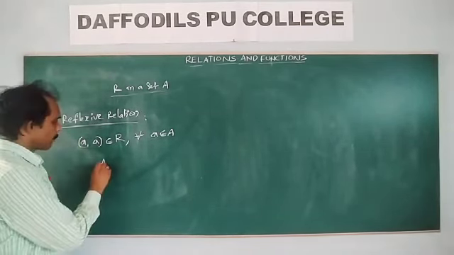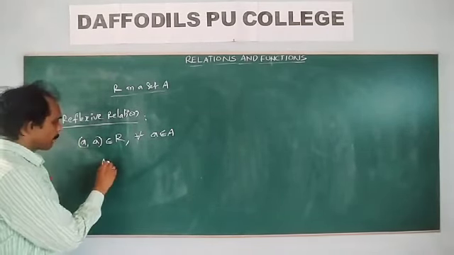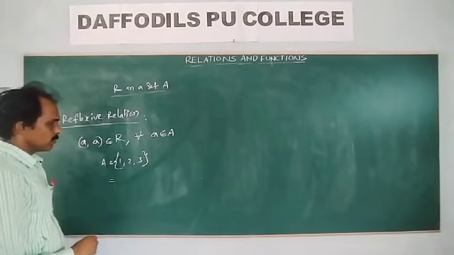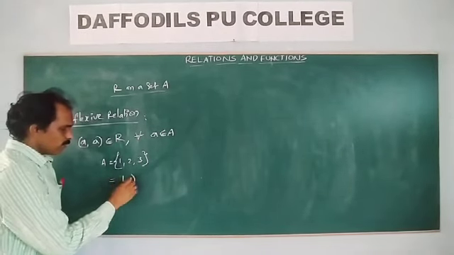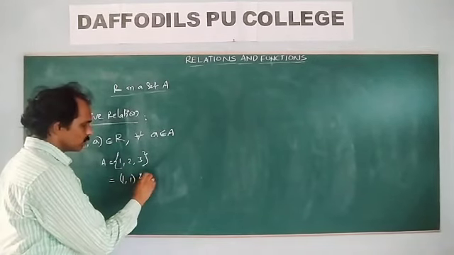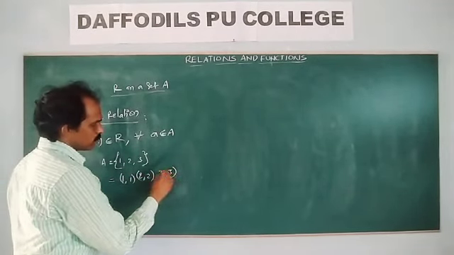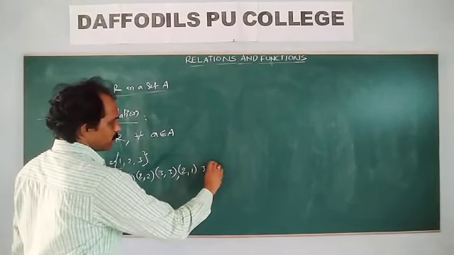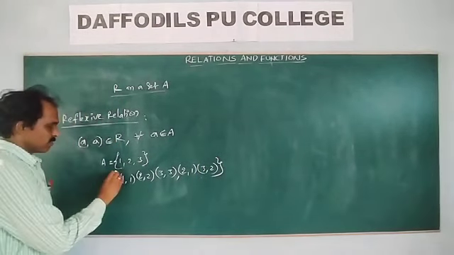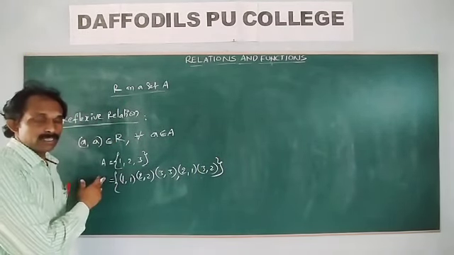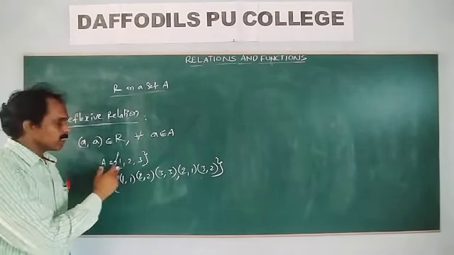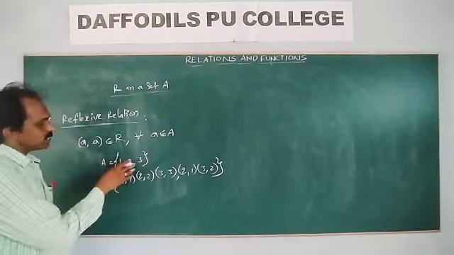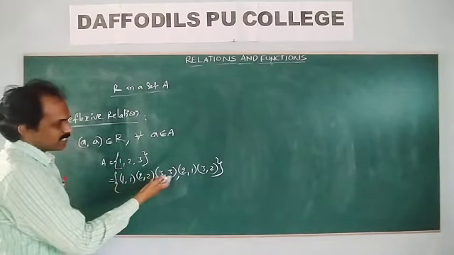For example, A is equal to {1, 2, 3}. First write the ordered pairs. Suppose some ordered pairs only: (1, 1), (2, 2), (3, 3), (2, 1), (3, 2). Actually A cross A, 3 into 3, has 9 elements: (1, 1), (1, 2), (1, 3), (2, 1), (2, 2), (2, 3), (3, 1), (3, 2), (3, 3). So that is A cross A. But here we have (1, 1), (2, 2), (3, 3), (2, 1), (3, 2).